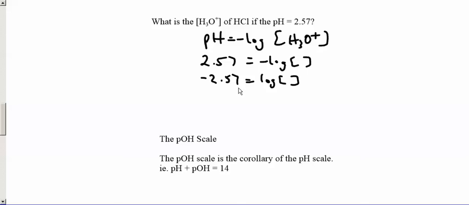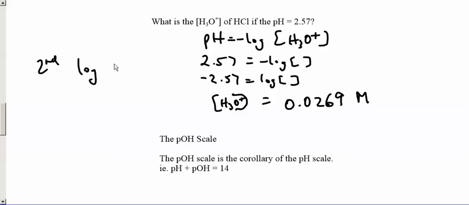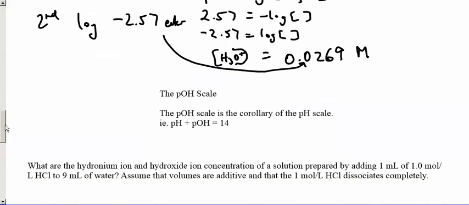Sorry about that. Let's clear that. I'm going to inverse log negative 2.57 and hit that, and I'm going to get that the concentration of H3O plus is 0.0269 molar. Okay. I plugged it into my calculator. I went second, then I hit log, and then I put in negative 2.57, and then I hit enter, and I got that number right there. So make sure you use the log function properly.